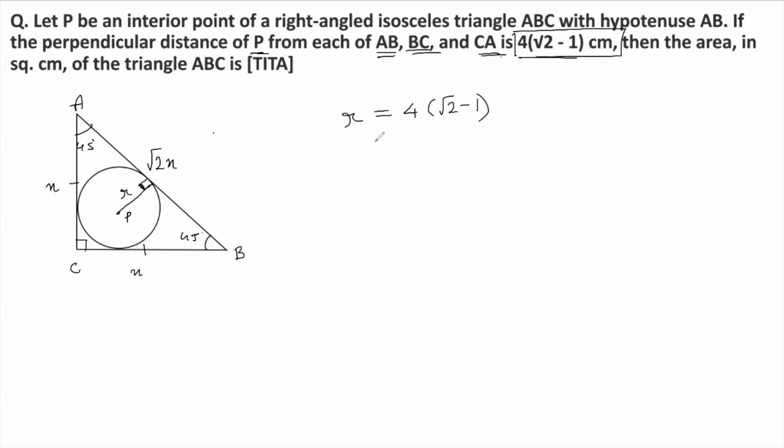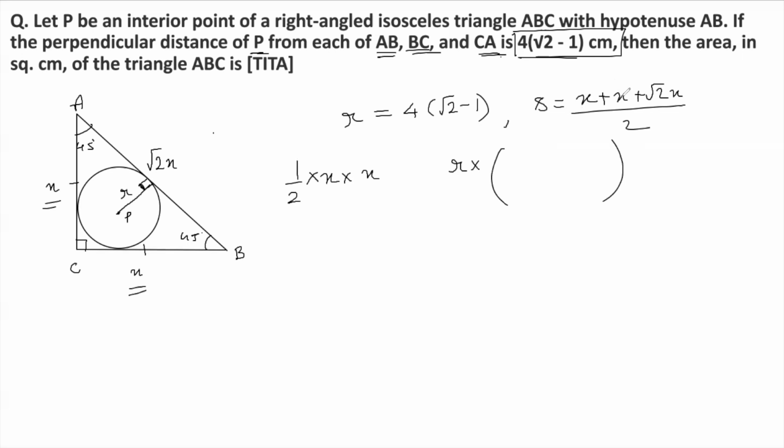Now we have to find out the area of the triangle ABC. If I call the sides x, the area of the triangle ABC will be half into the product of the perpendicular sides x and x. This area can also be found as inradius into semi-perimeter. The semi-perimeter in this case will be (x plus x plus root 2 x) divided by 2. So the other way of finding the area of the triangle ABC is inradius r into semi-perimeter, that's (2x plus root 2 x) divided by 2. These two are the formulae for the same area of the triangle.